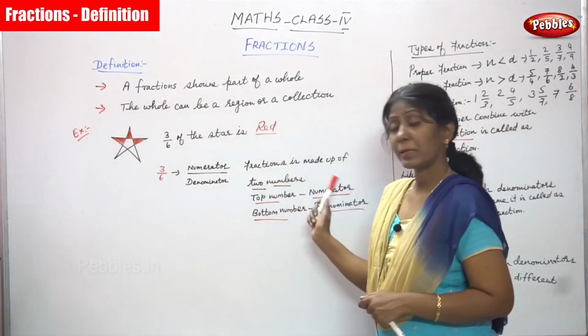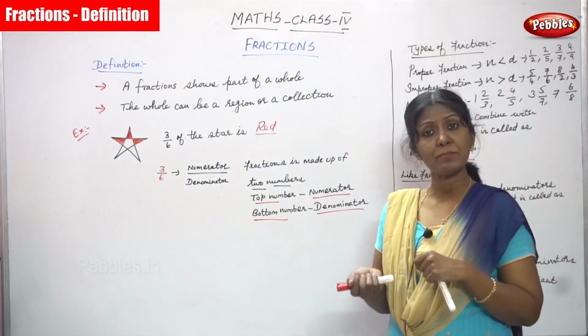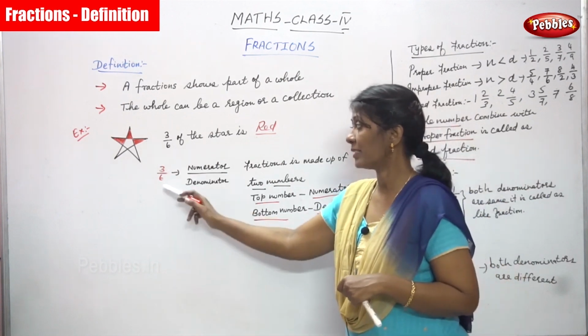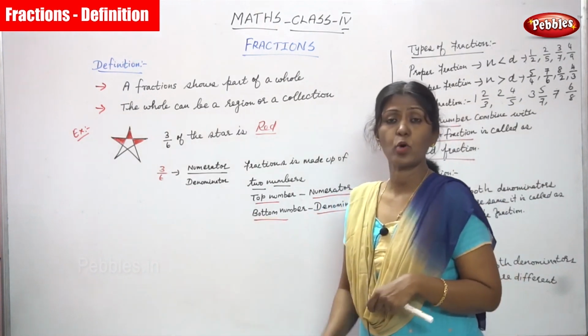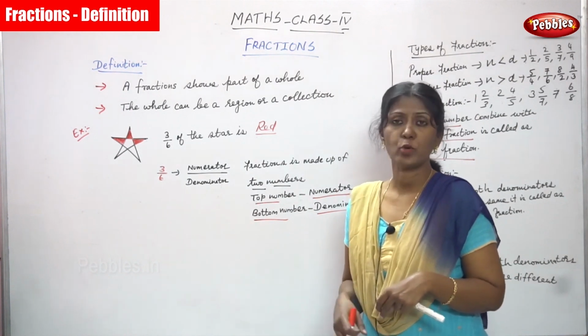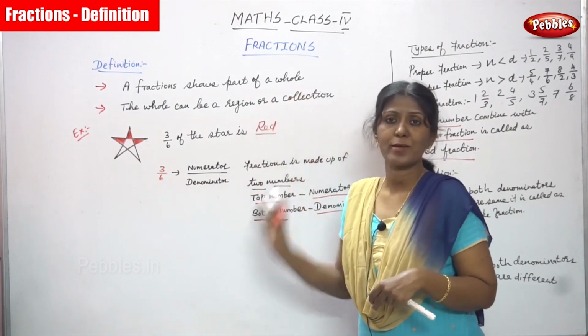A fraction is made up of two numbers. One is the numerator, the other is the denominator. The top number is the numerator and the bottom number is the denominator. So 3 is the numerator and 6 is the denominator. Always the top number is called the numerator and the bottom number is called the denominator. So don't forget these rules. These are the major and important points of fractions.